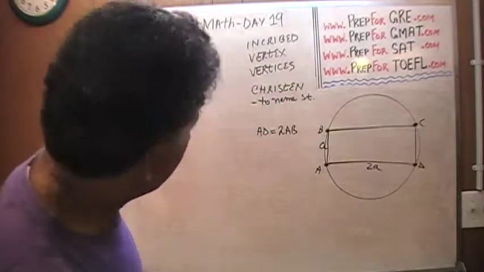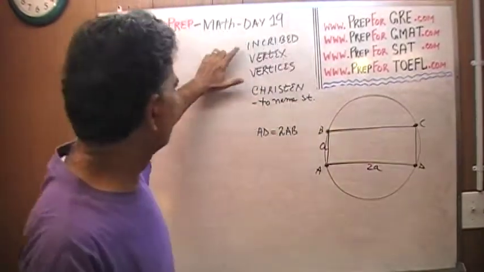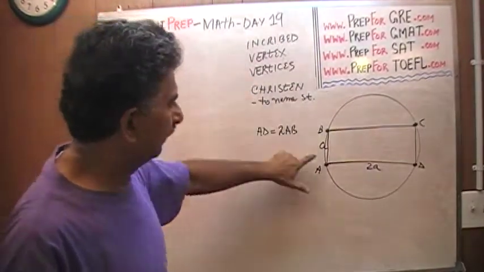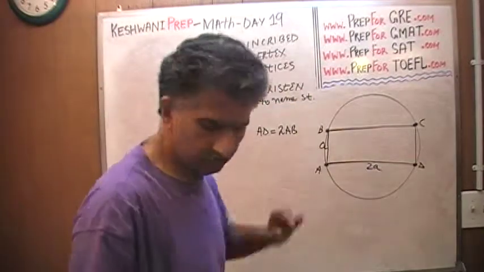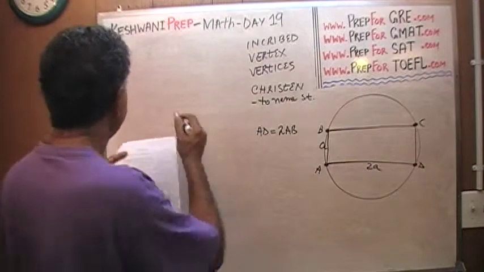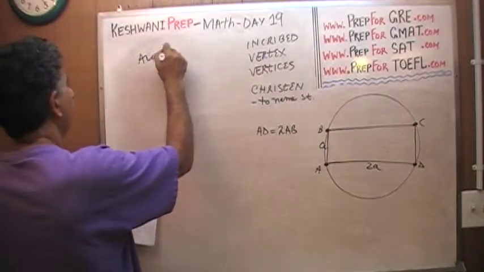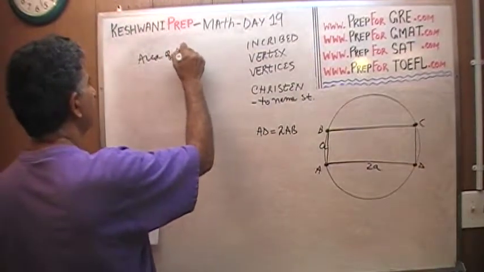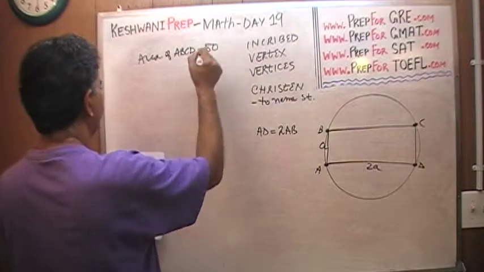Inscribed, which means drawn within the circle. A rectangle is inscribed within the circle. What else are we told? We are told that the area of this rectangle, area of the rectangle ABCD is 50.